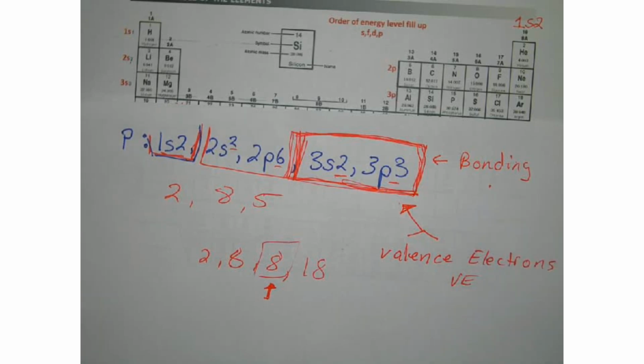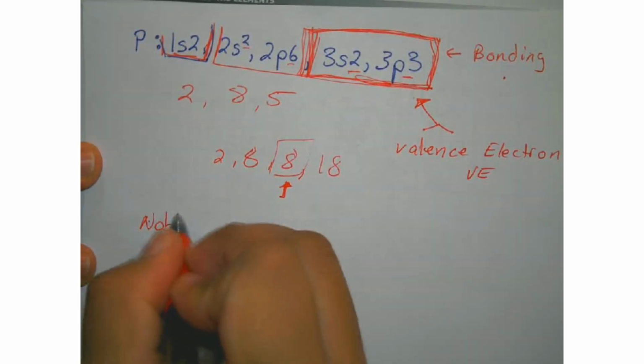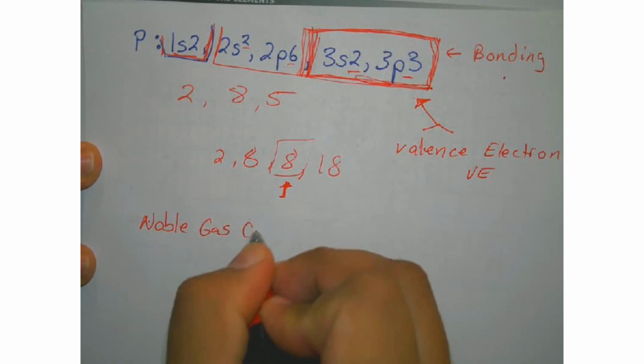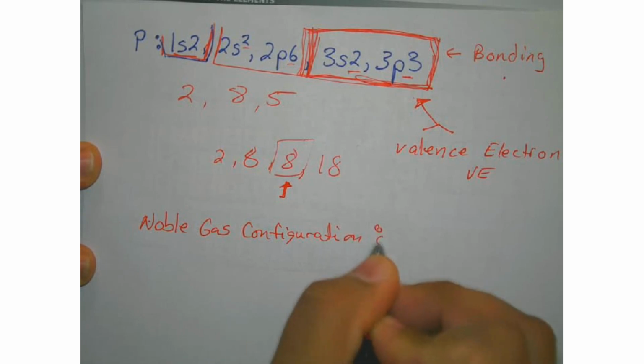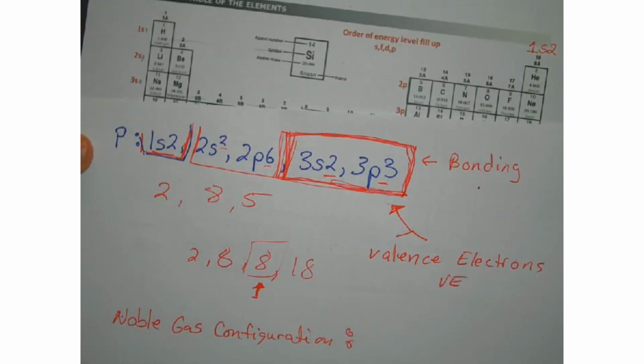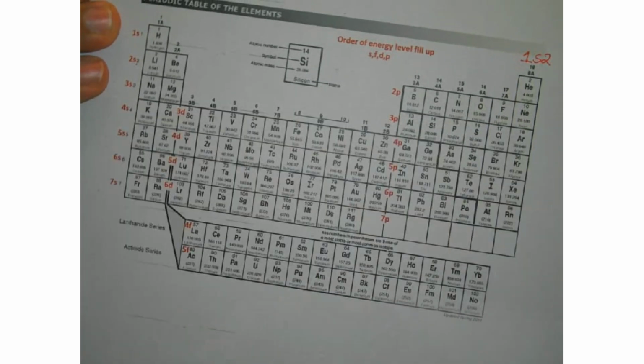Now, because what we're only really worried about are these highest energy electrons, we came up with a special way of doing electron configuration just to speed things up. It's called the noble gas configuration. Okay. Now, what it is, it's a shortcut to the normal electron configuration. Okay. It's a shortcut. So let me give you an example here.